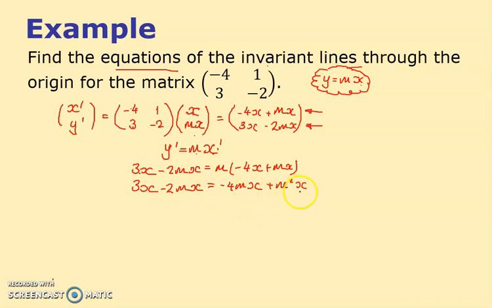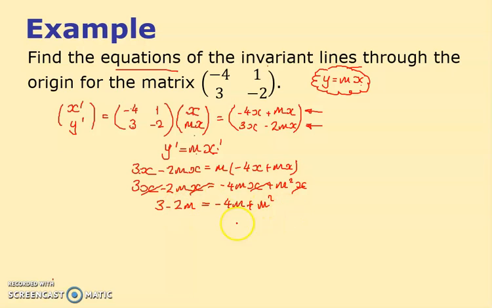And what do you get here? Well, notice how many x's I've got. They've all got x's. I can divide everything by x. That massively simplified my equation. 3 minus 2m equals minus 4m plus m squared. Now, rearrange it.